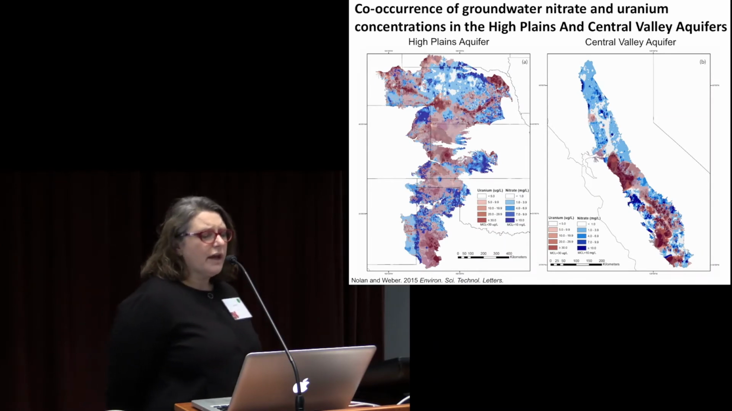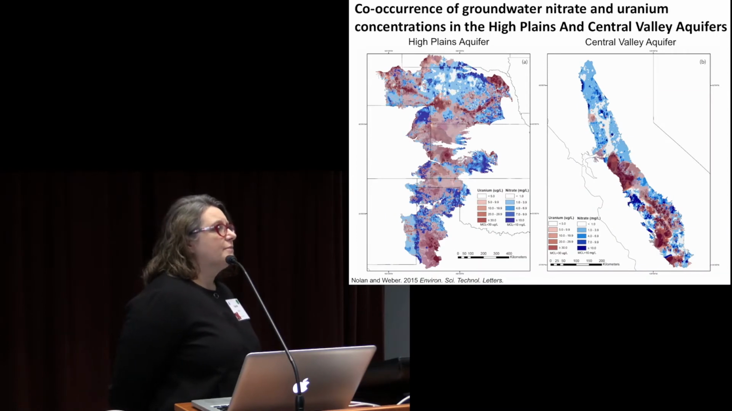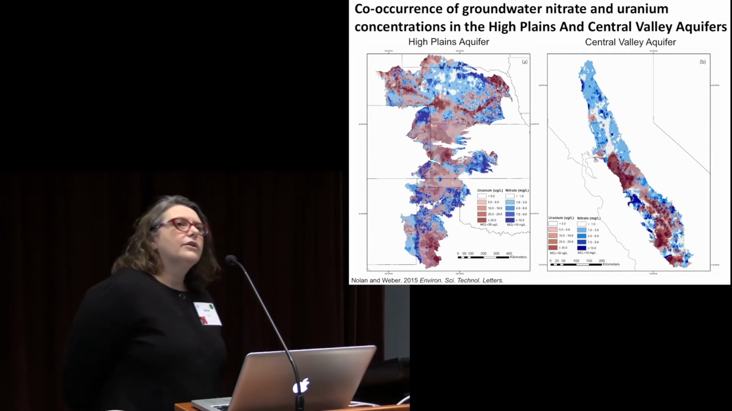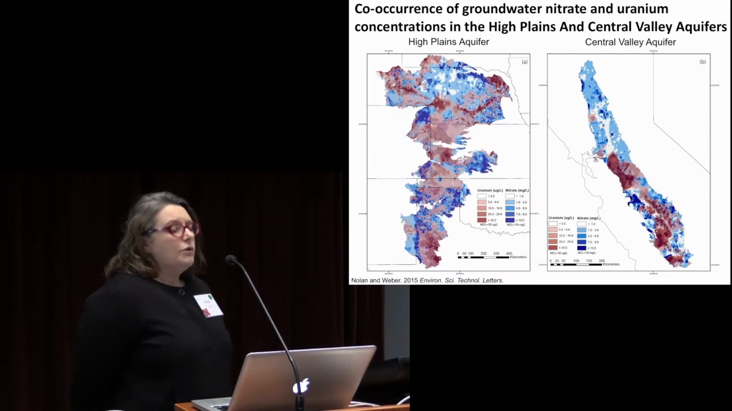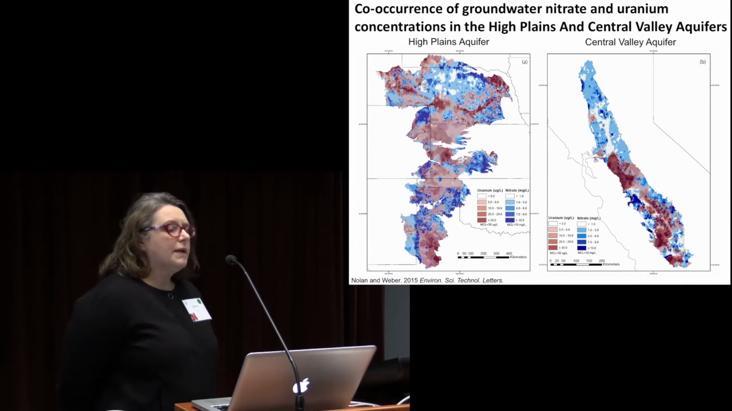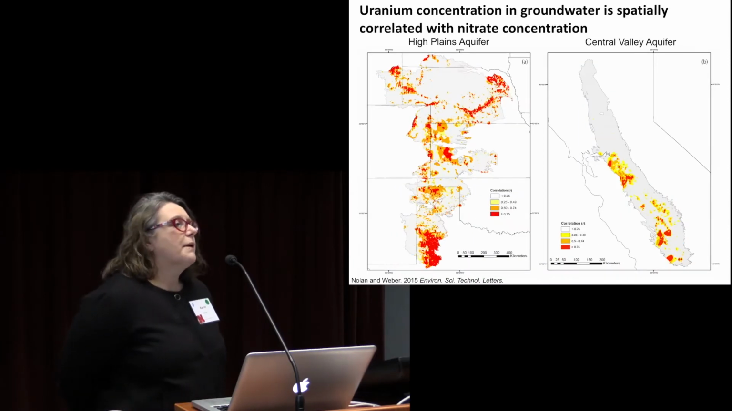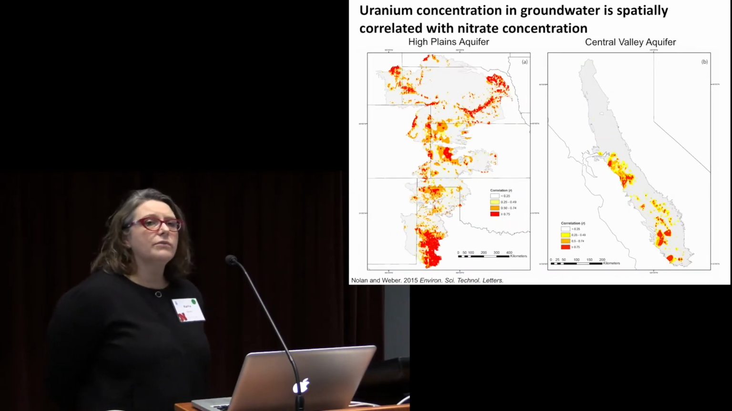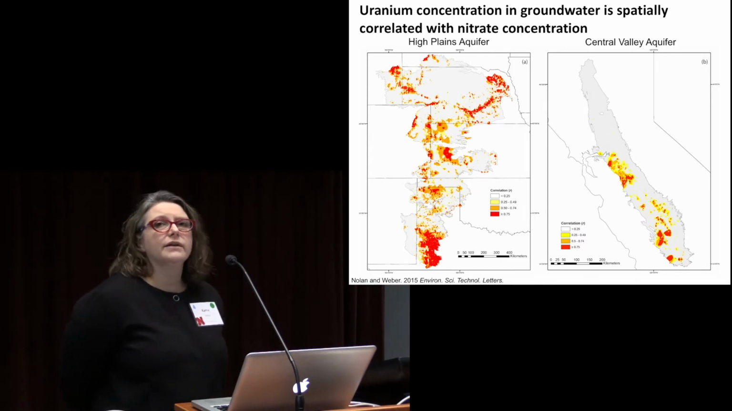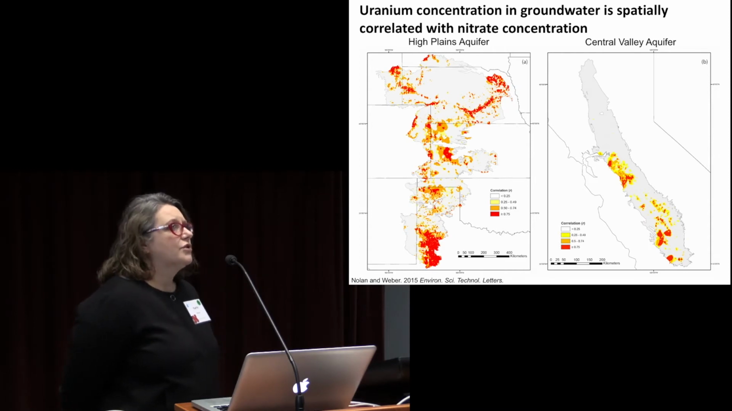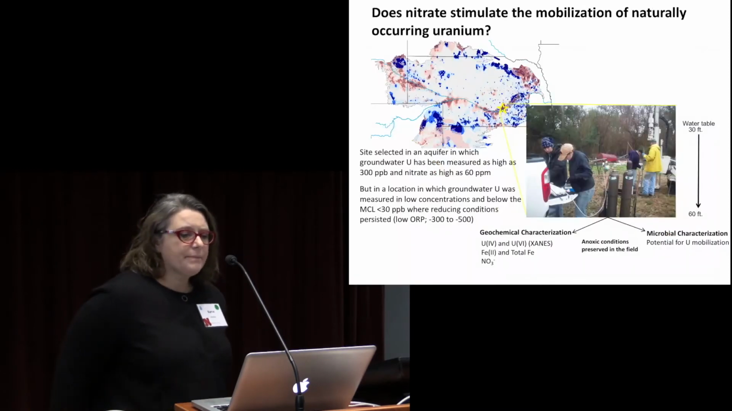So if we look at the distribution of nitrate and uranium within these groundwater systems, we do see that there is an overlap where we have high nitrate concentrations in the dark blue and higher uranium concentrations in the maroon. And we see this purple color begin to appear. So if we look for spatial correlation, we can find that there are regions in which high nitrate concentrations are strongly correlated to high uranium concentrations in groundwater as well.